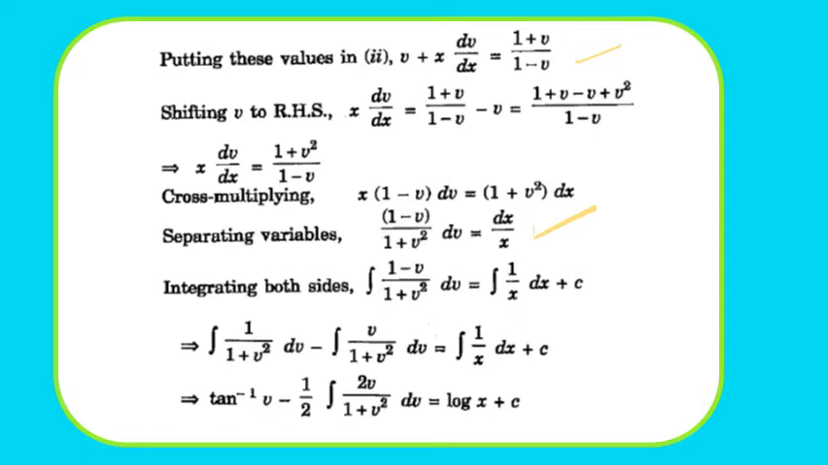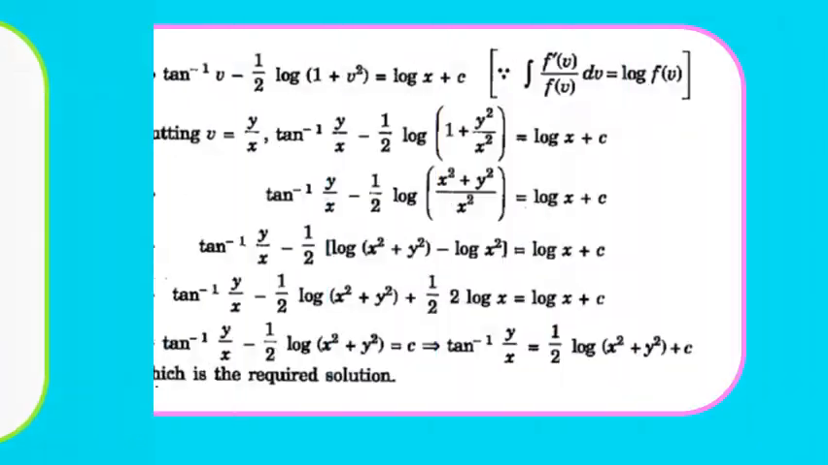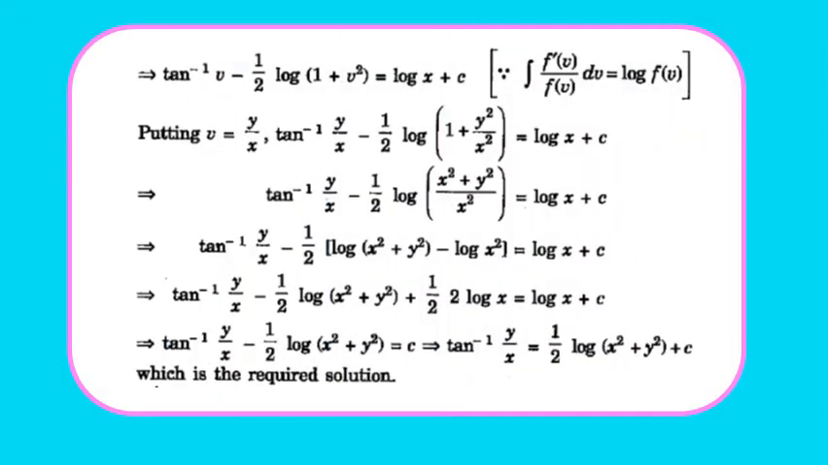So integrating both sides, we have the integral of 1 minus v upon 1 plus v squared dv equals the integral of 1 upon x dx plus c. Taking this into two parts, we get the integral of 1 upon 1 plus v squared dv, minus the integral of v upon 1 plus v squared dv, equals the integral of 1 upon x dx, which is log x. So this becomes tan inverse v. Multiplying and dividing by 2, we get half the integral of 2v upon 1 plus v squared dv, equals log x plus c. So tan inverse v minus half log of 1 plus v squared equals log x plus c. We are using the property that the integral of f dash v upon f v dv equals log f v.